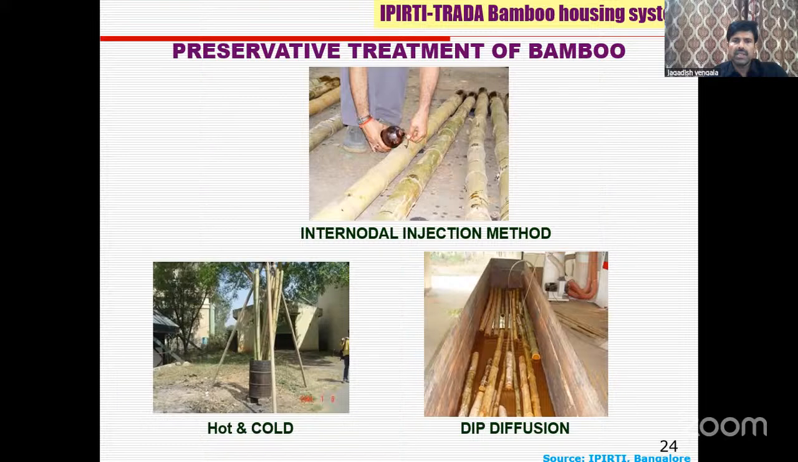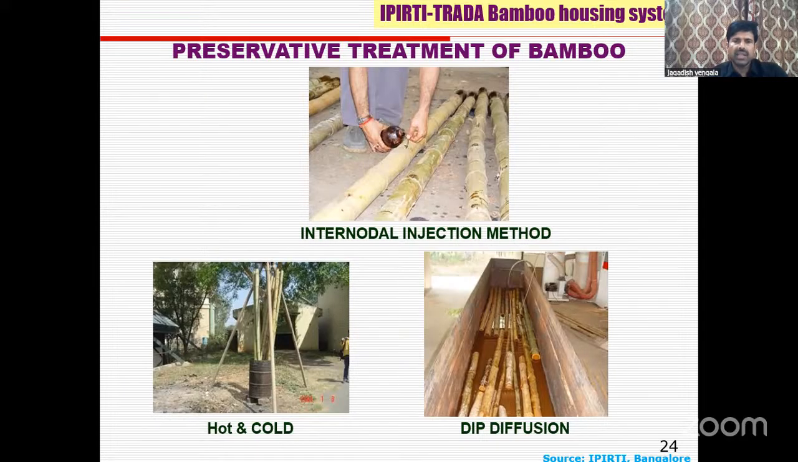One is the internodal injection method, wherein creosote oil is injected between two nodes, the hollow portion, and then you close it and roll it. Hence, the inside portion of the bamboo gets coated with the creosote oil. And hot and cold treatment will also be given using the creosote oil. Creosote oil is basically a coal tar derivative.